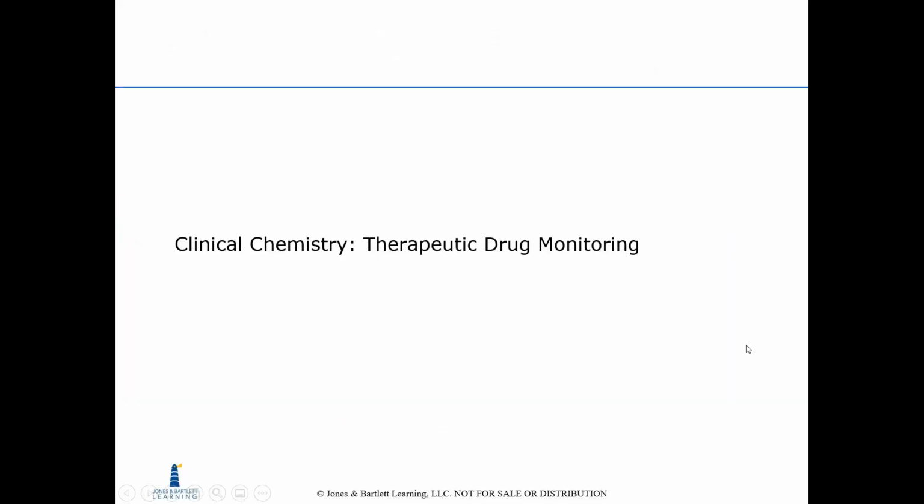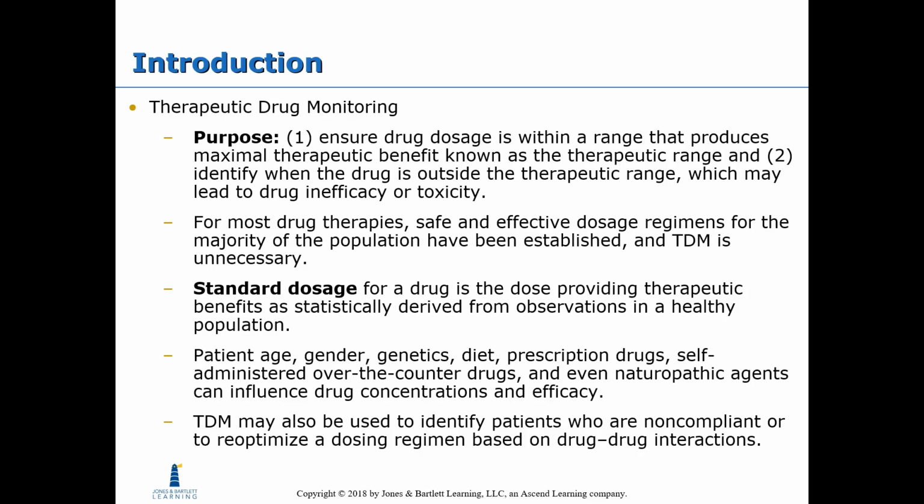Clinical chemistry, therapeutic drug monitoring. The purpose of therapeutic drug monitoring is to ensure that the drug dosage is within a range that produces maximal therapeutic benefit, known as the therapeutic range, and to identify when the drug is outside of the therapeutic range, which may lead to drug inefficacy or toxicity.